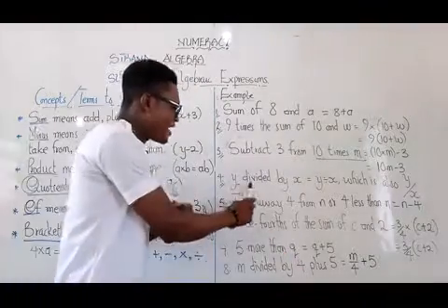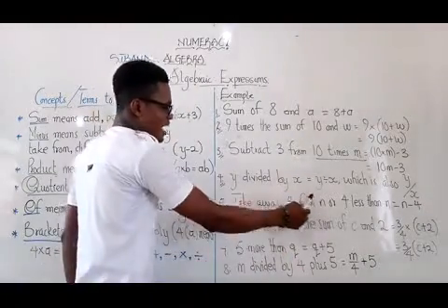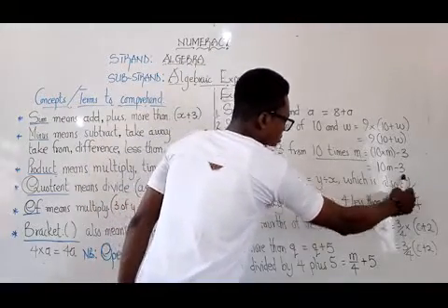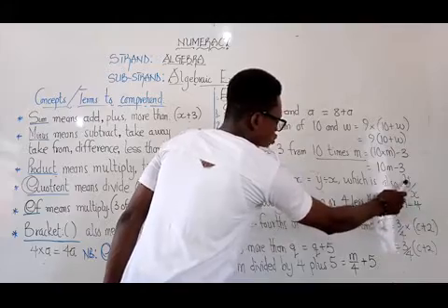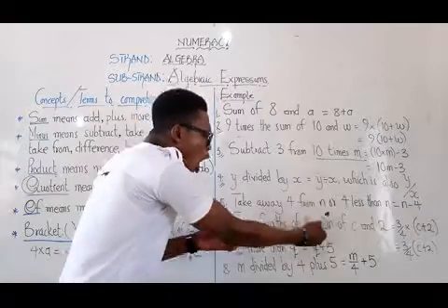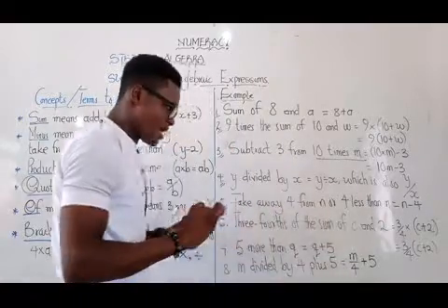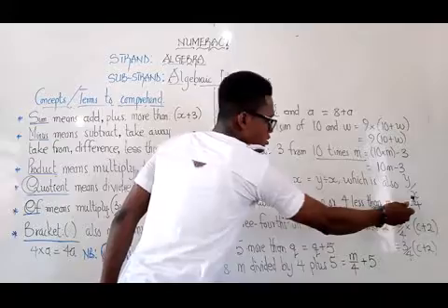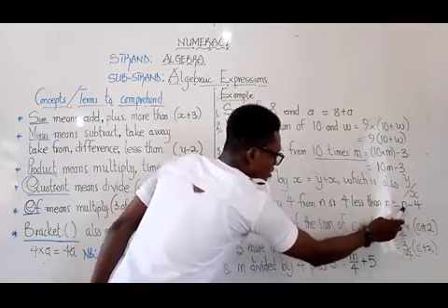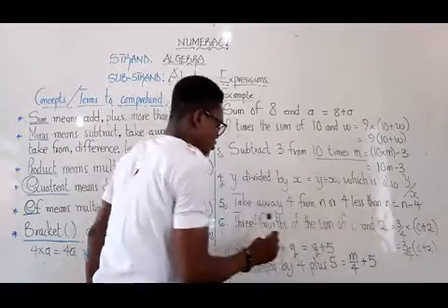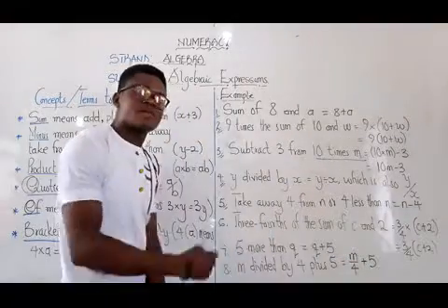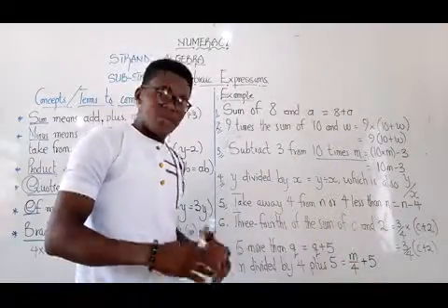So let's move on. Y divided by x, represented over here, which in algebraic form is expressed as y over x. And then we have take away 4 from n, or 4 less than n. They are the same word problem, and it is expressed in this form, n minus 4, because 4 is less than n. So we are taking away, or subtracting, 4 from n. I believe you are getting the whole concept.